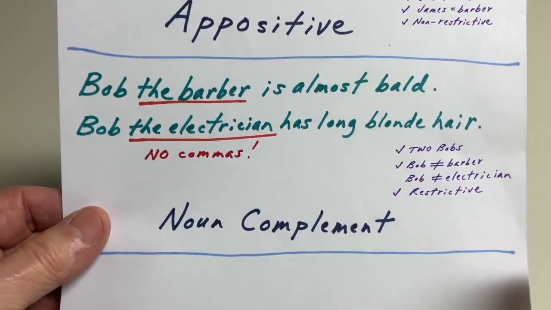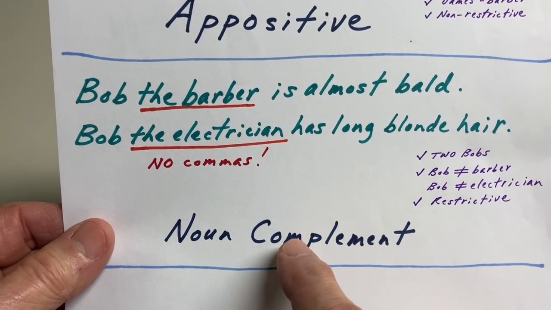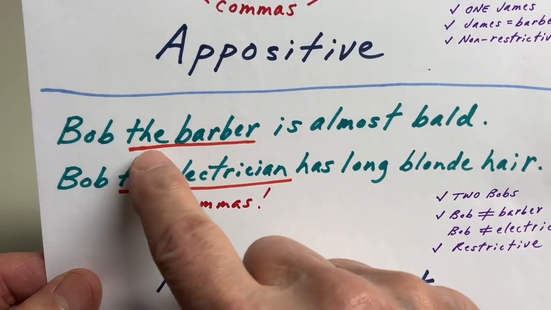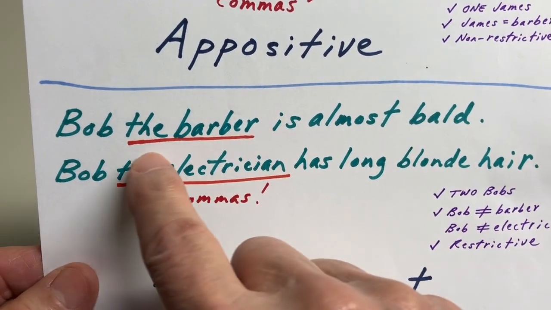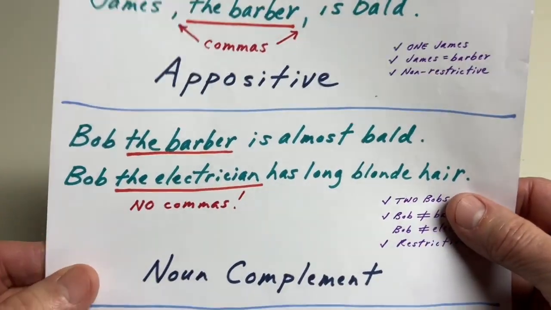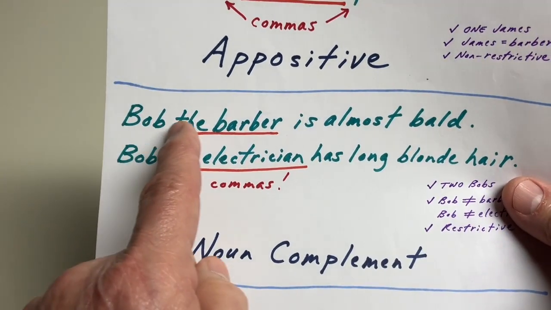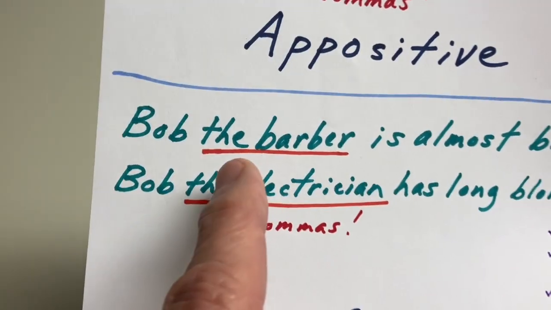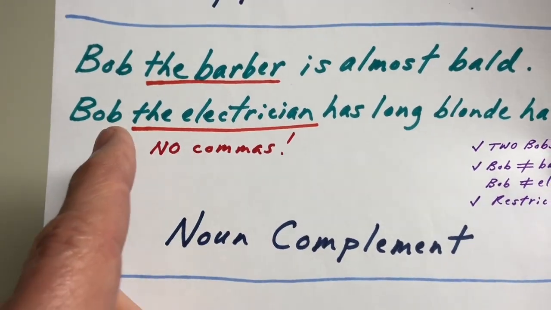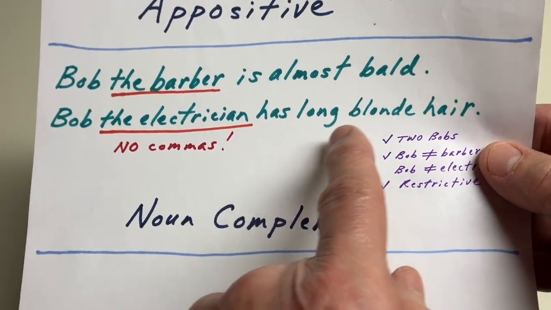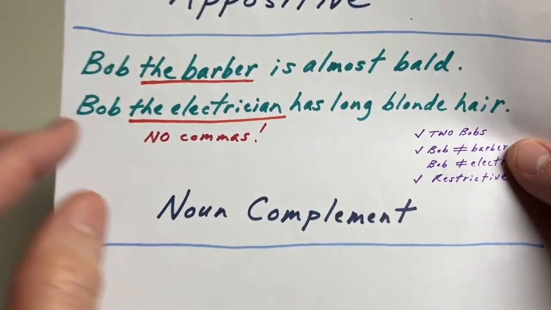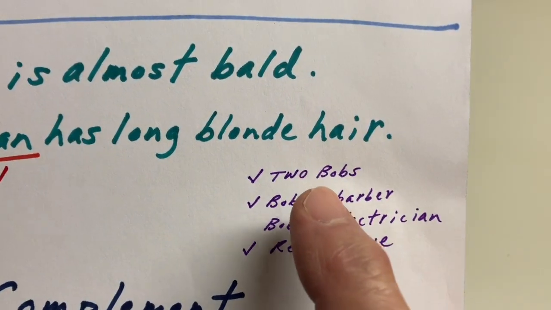Then I talked about the noun complement, all right? Now, Bob the barber is almost bald. Now, we see the barber, but we don't see commas, okay? Remember, we're looking for the presence or absence of commas to help us figure out what's going on in a sentence. So we see Bob the barber is almost bald, and there are no commas here. Then there's Bob the electrician. All right, that's different. Bob the electrician has long blonde hair. Now, when you're reading this in context, you're thinking, what's going on here? Well, there must be two Bobs, and there is.